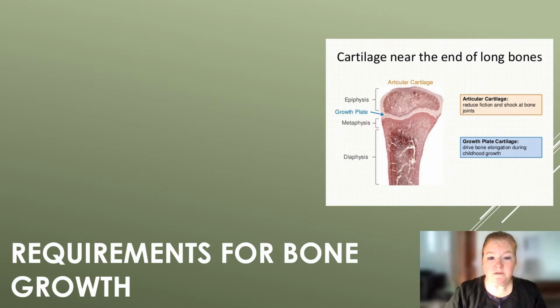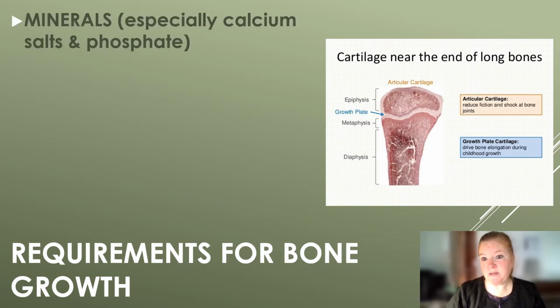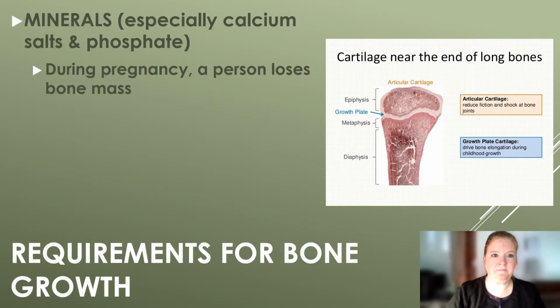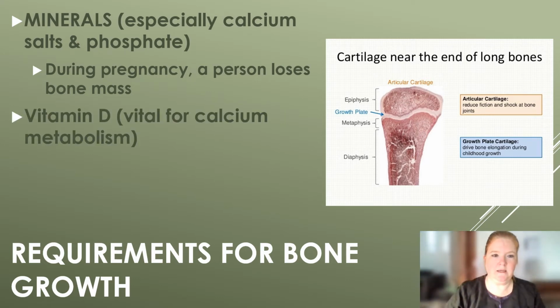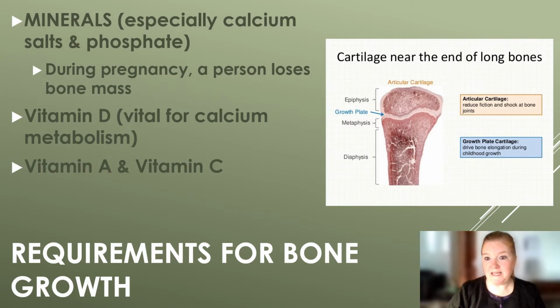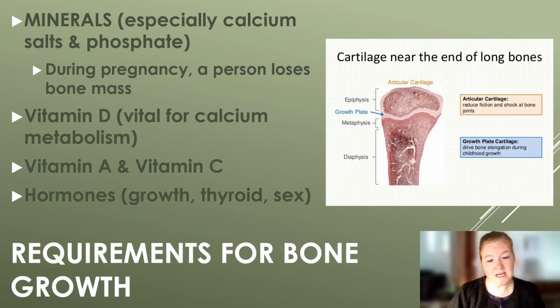So what do we need for bone growth? Well, we need minerals, especially calcium and phosphate. During pregnancy, a person loses bone mass, literally from teeth and bones, to build a fetal skeleton. Vitamin D is essential for us to absorb and utilize calcium. We need vitamins A and C, and hormones: growth hormones, thyroid hormones, and sex hormones all help to control bone growth.